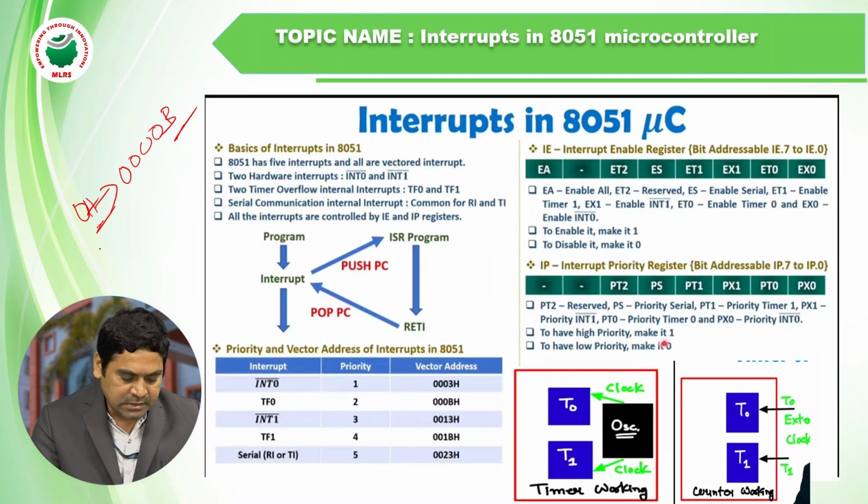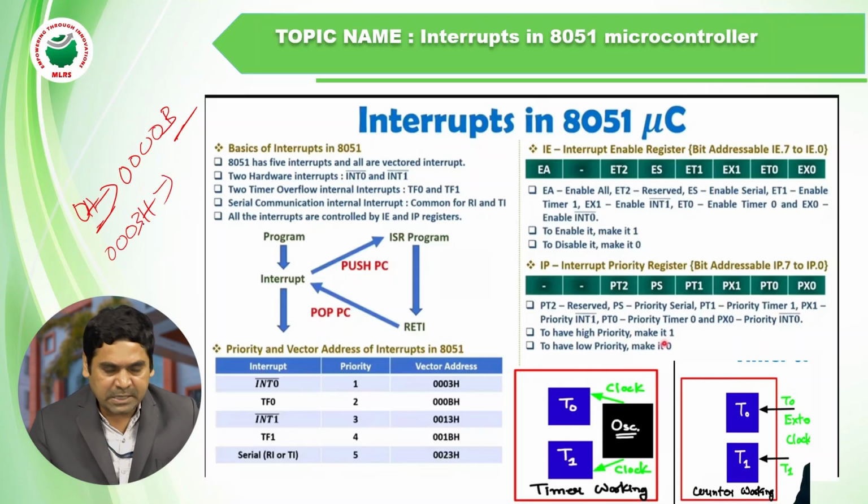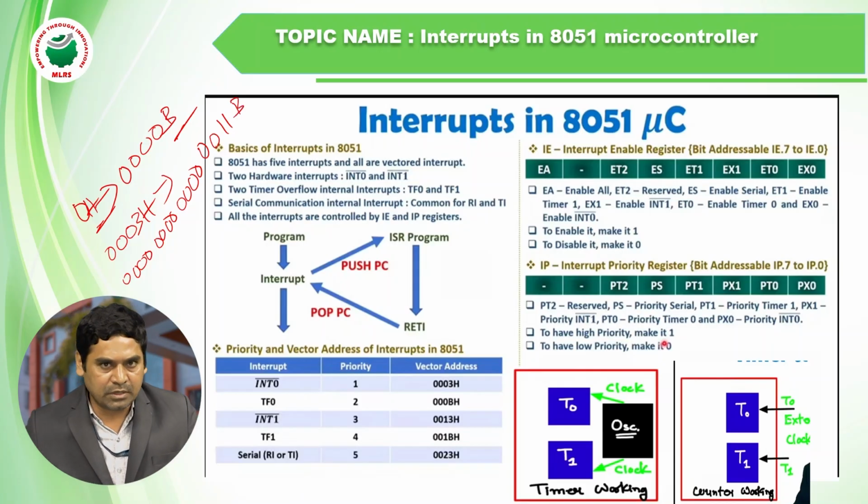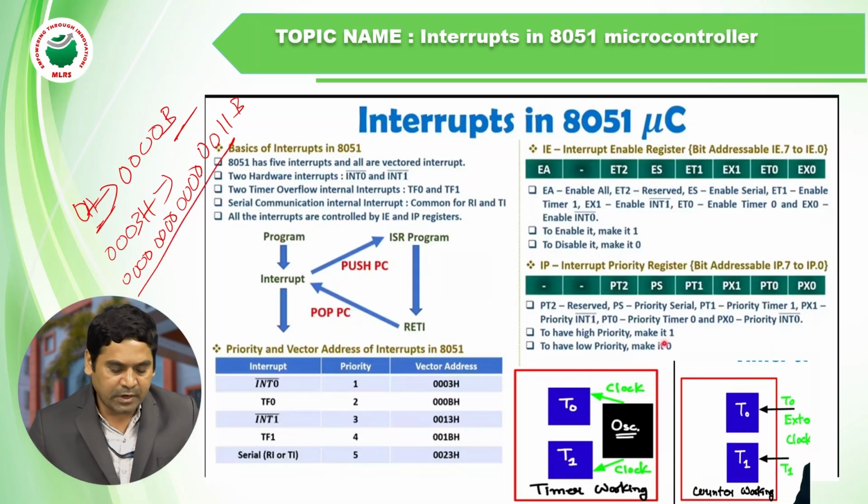Similarly, the vector address in hexadecimal notation is 0003H, which is 4 hexadecimal digits. In terms of binary notation, we get 16 bits: 0000, 0000, 0000, and the last 3 in hexadecimal is 0011B. Here B is binary notation. So this 16-bit address is the vector address.